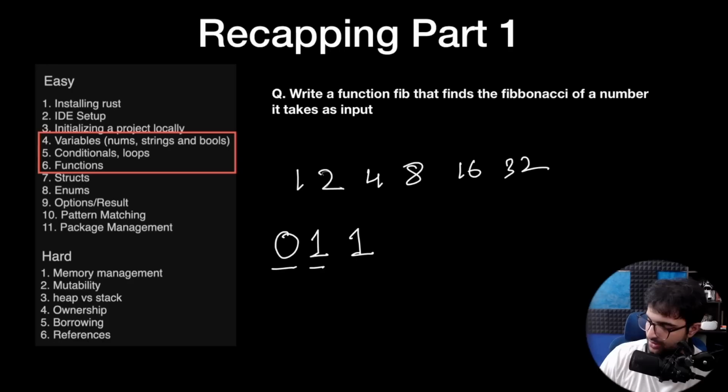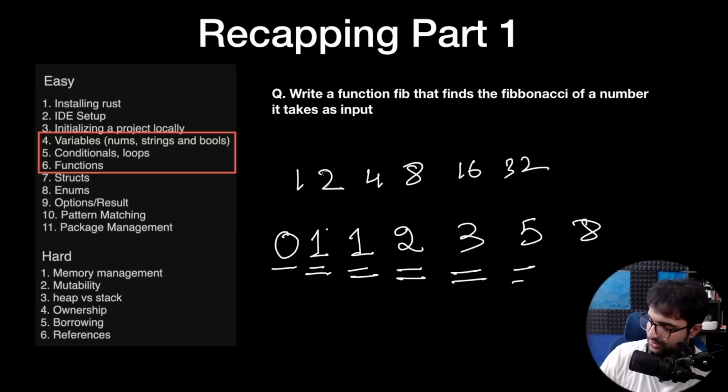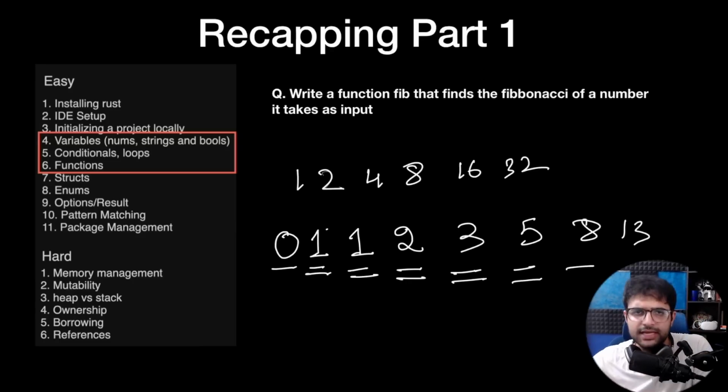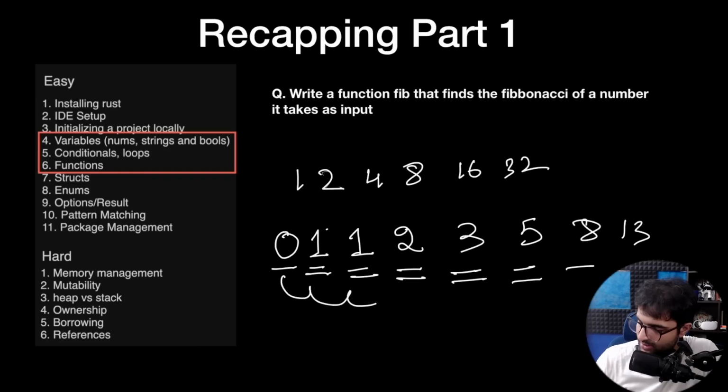That is 1. The fourth number is the sum of these two. What is 1 plus 1? That is 2. The fifth number is the sum of these two, which is, what is 1 plus 2? 3. The sixth number is the sum of this and this, which is 2 plus 3 equal to 5. The next number is 3 plus 5, that is 8. The next number is 5 plus 8, that is 13, so on and so forth. It's just a series that has some significance in the real world, but don't worry about what that is. This is how you calculate the Fibonacci series.